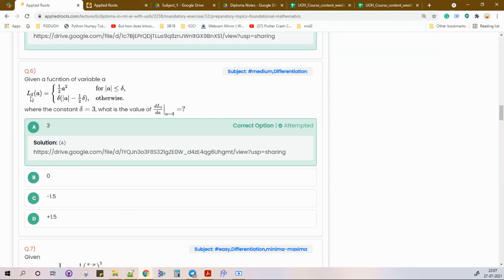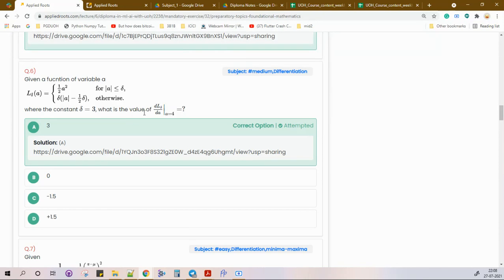So, how to read it? L delta of A is half A square if mode of A is less than delta. Otherwise, we use this formula: delta times mode of A minus half delta. Now, what we need to calculate is the differentiation of this function with respect to A, at A equal to 4, and the constant delta is given as 3, right?